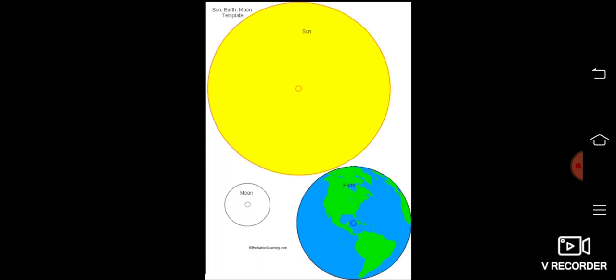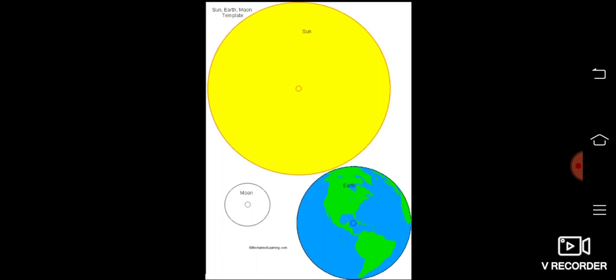The moon also looks big in the sky, right? When you look up at the sky at night, the moon looks a little big. Why? Because the moon is a little closer to us than the sun. The sun is very far away from the earth, right? But the moon is a little closer to us. That is why it seems so big when we look up at the sky at night.